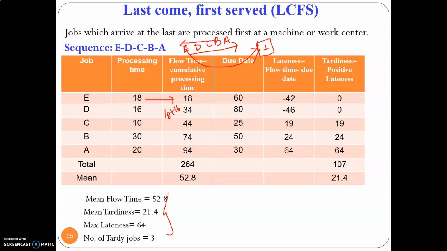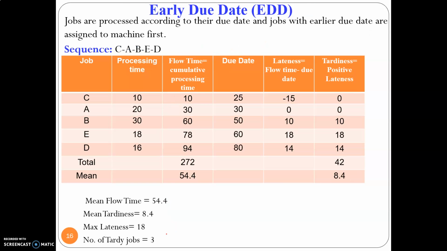Once you find the sequence, the remaining steps will be the same. You have to arrange the jobs in that particular sequence, write down the corresponding processing time and the due time, and find out the flow time, lateness, tardiness, then calculate the performance measures.